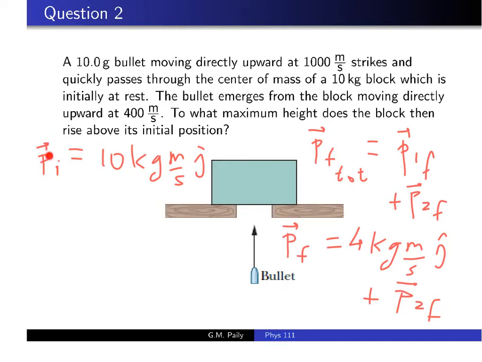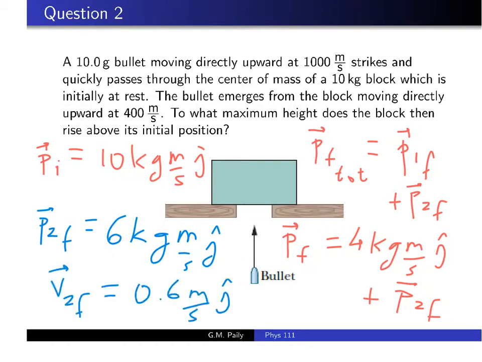Since the total initial momentum should be equal to the total final momentum, we can say that the final momentum of the block is 6 kilograms meters per second j hat. Now, knowing that the block has a mass of 10 kilograms, we can use that to find the velocity of the block. And so what we find is that the velocity of the block just after the bullet has passed through it is 0.6 meters per second j hat.